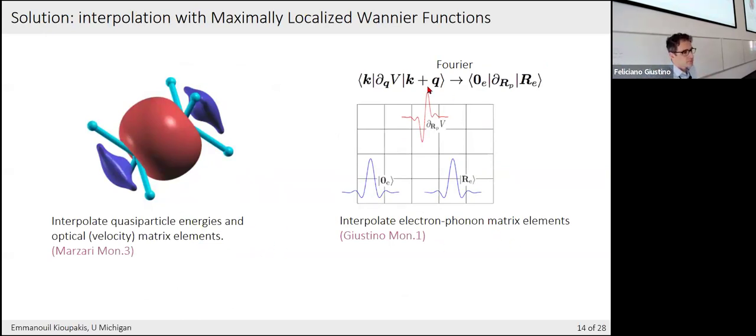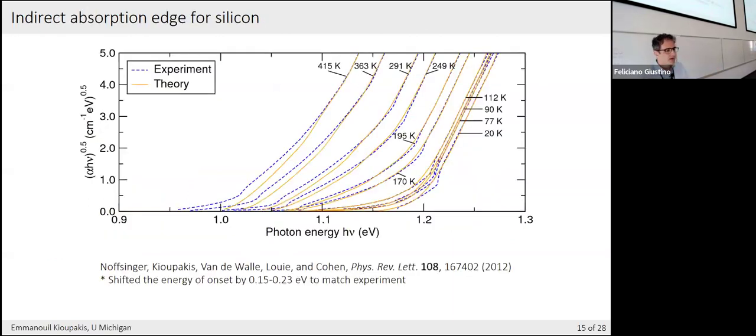But crucially, the most important quantity is the electron-phonon matrix elements. And that's where the EPW code comes in, because it can interpolate the matrix elements from any k to any k plus q throughout the Brillouin zone. It's a double sum that we want to tackle. And doing this, we're able to get calculations for the optical spectra of materials.